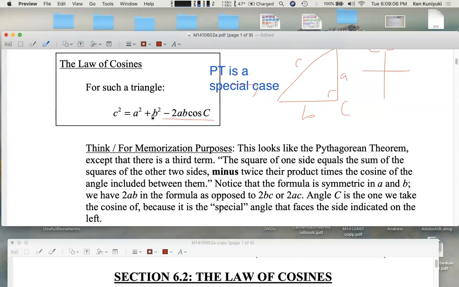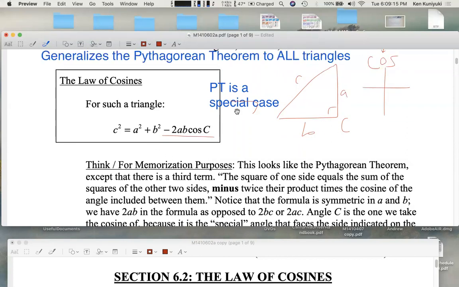A and B are symmetric here in the sense that I don't care which leg is A and which leg is B. By the way, these are not legs if it's not a right triangle. But basically, the idea is that C is one side, and if it's not a right triangle, then C is not even the hypotenuse. There's nothing special necessarily about little c. But C squared will equal A squared plus B squared minus twice the product times the cosine of the angle facing the side of interest. Again, A and B are symmetric in the sense that you can switch these and it won't matter.